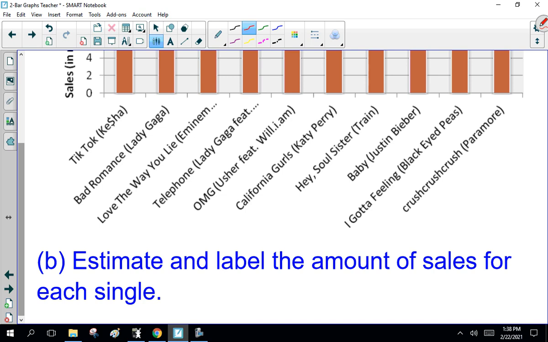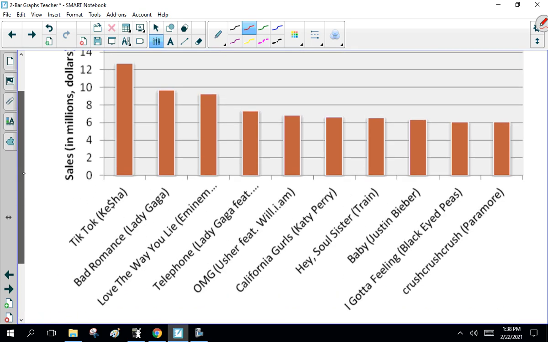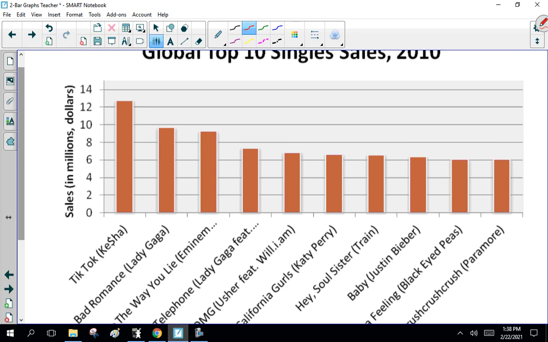Same graph. Estimate and label the amount of sales for each single. So I'm going to go TikTok by Ke$ha. Well, it's something between 11 and 14. Sorry, something between 12 and 14 now. I don't think it's halfway, so it's not quite 13. So I'm going to go 12.6 million. Bad Romance by Lady Gaga. That's between 8 and 10. It's definitely more than halfway, so it's more than 9. 9.6 million. Now here, of course, we're guessing.